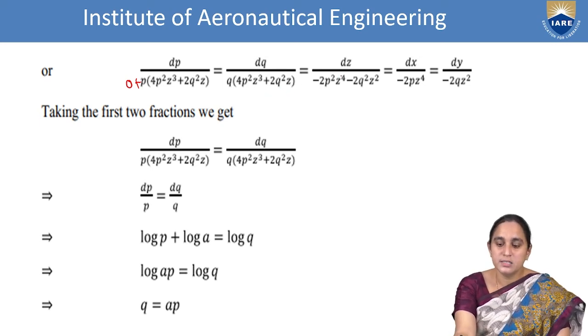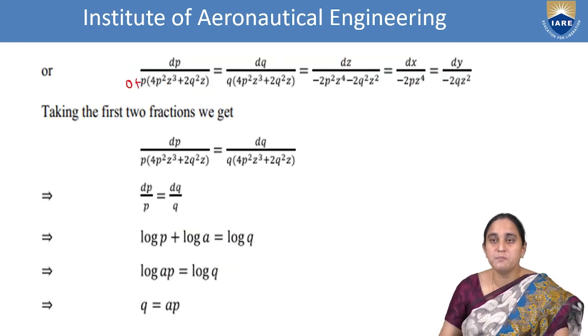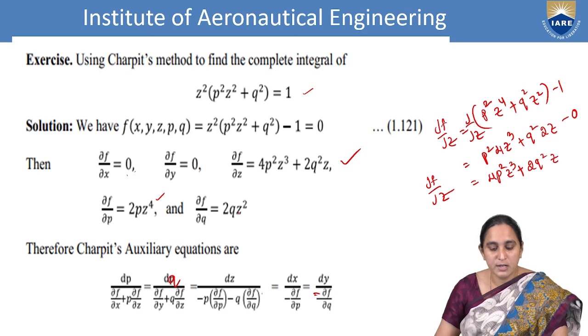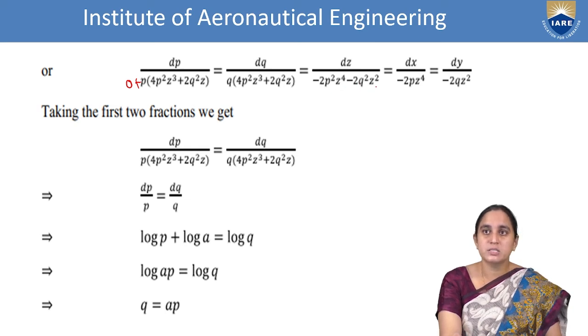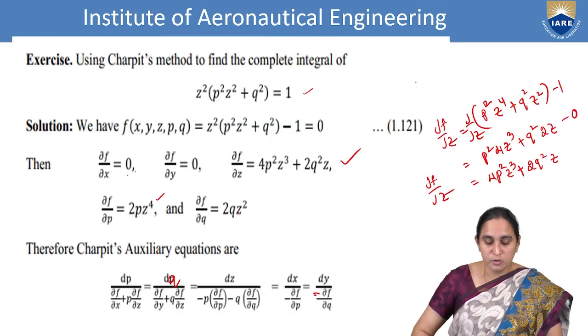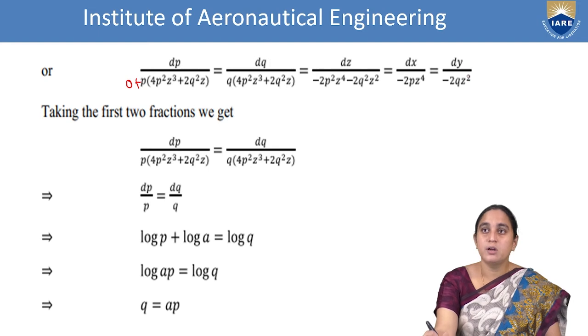That is equal to dz by, what is the form of dz? Minus p into dou f by dou p minus q into dou f by dou q. Substitute each and every value here. We get dz by minus 2p square z power 4 minus 2q square z square. That is equal to, what is dx? dx by minus dou f by dou p. What is dou f by dou p here? 2p z power 4, with the minus in the formula, that is minus 2p z power 4. dy by minus dou f by dou q, dou f by dou q is 2q z square, with minus.